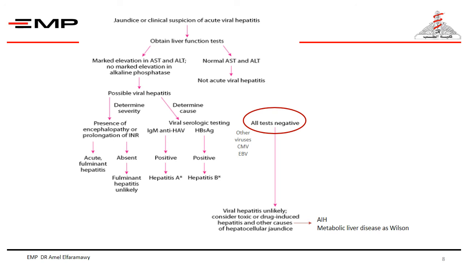Well, this is the end of the first segment. You know now that hepatitis can be caused by different infectious and non-infectious causes. In the next segment, I will focus on viral hepatitis A, B, and C in children.